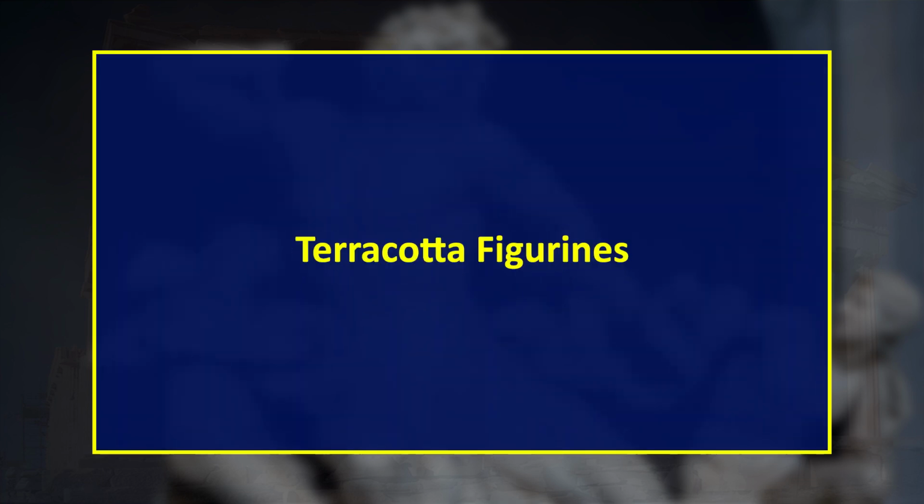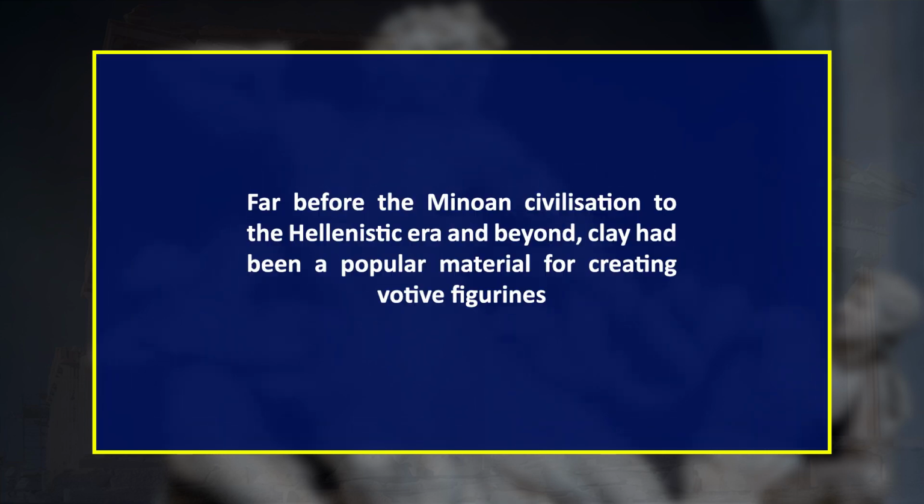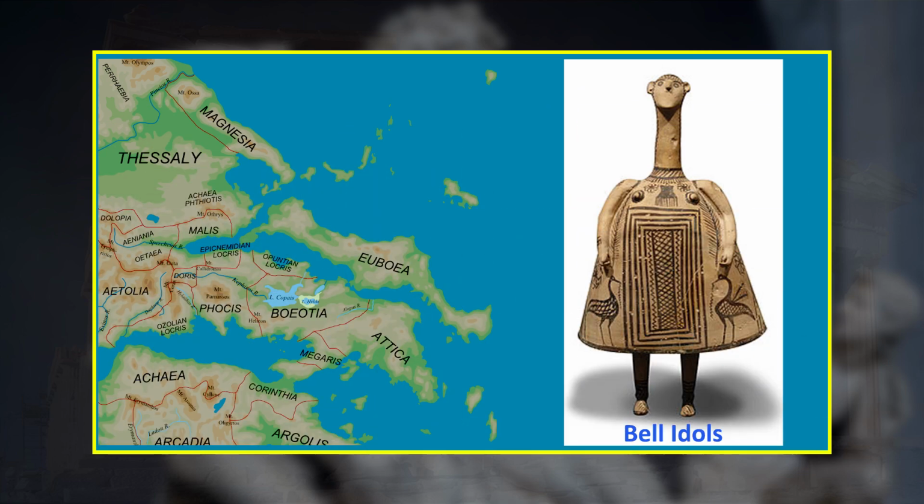Now, coming to the terracotta figurines. Far before the Minoan civilization to the Hellenistic era and beyond, clay had been a popular material for creating votive figurines. During the 8th century BCE, Boeotia produced bell idols, female figurines with movable legs. The head, small in comparison to the rest of the body, is perched at the end of a long neck, while the body is very large and shaped like a bell.